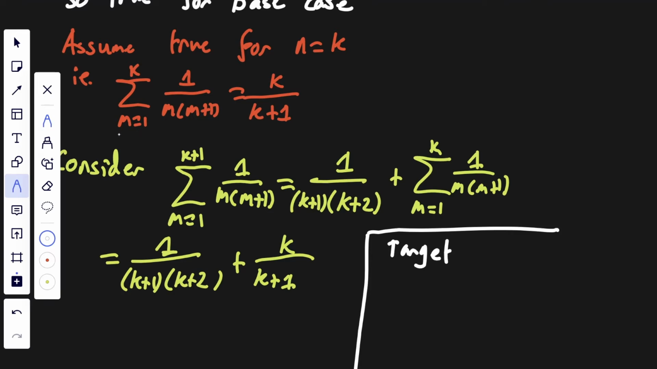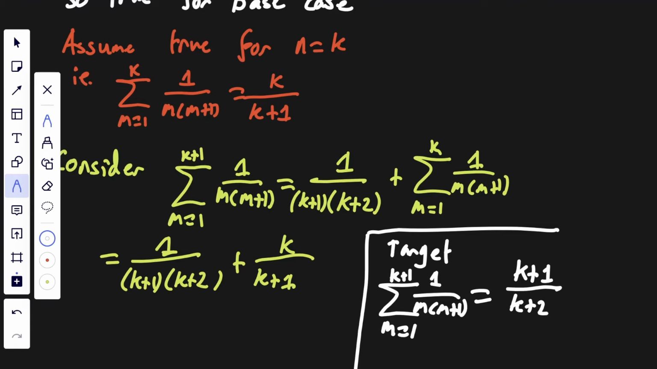So our target is what we would expect this to be if instead of we chose n equals k, we chose n equals k plus 1. So we'd expect to have the sum from m equals 1 to k plus 1 of 1 over m times m plus 1 to be equal to, well, on the top we're going to have a k plus 1, and on the bottom we're going to have a k plus 2. So what we're going to try to do is we're going to try merge these two fractions into this.